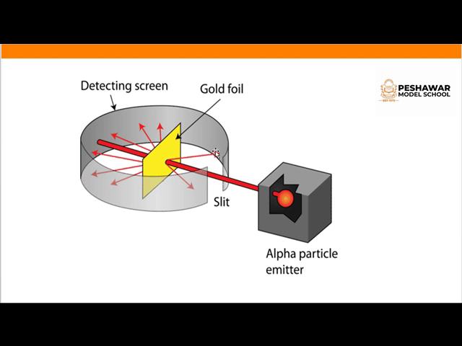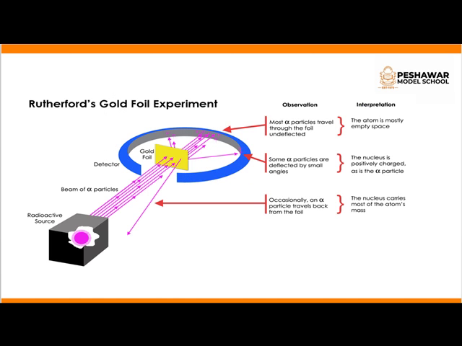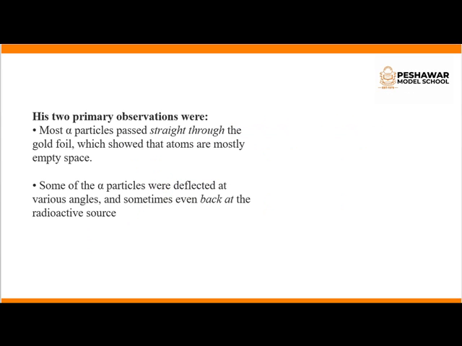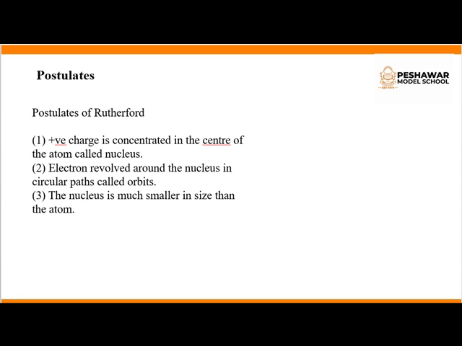Now after the experimental work, Rutherford drew some conclusions, or you can say postulates. In this diagram you can also see the experimental work in detail. Most of the alpha particles passed undeflected, some alpha particles were deflected at large angles, and a very few particles bounced back. After that, Rutherford gave his experimental points, or postulates.